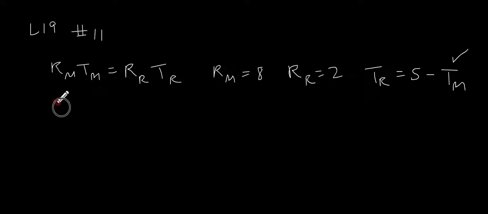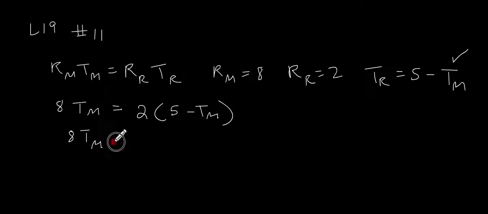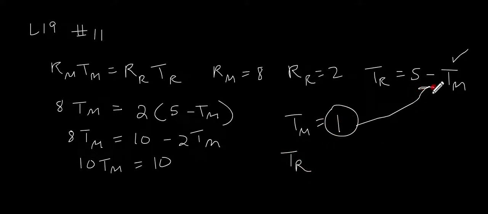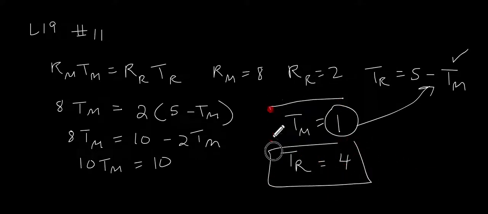R sub m is 8. T sub m, remember that's the one we're leaving in, so we're not going to substitute in for that one. R sub r is 2. T sub r is, let me look again, 5 minus t sub m. So you substitute it in, you just distribute through, so you're going to get 10 minus 2 t sub m, and we're going to add 2 t sub m to 8 t sub m, and we get 10 t sub m equals 10, and you divide by 10 and you get t sub m equals 1, and t sub r, you take this up there, and it's going to be 5 minus 1, which is going to be 4. Ta-da! Okay, so we have those two answers for you.